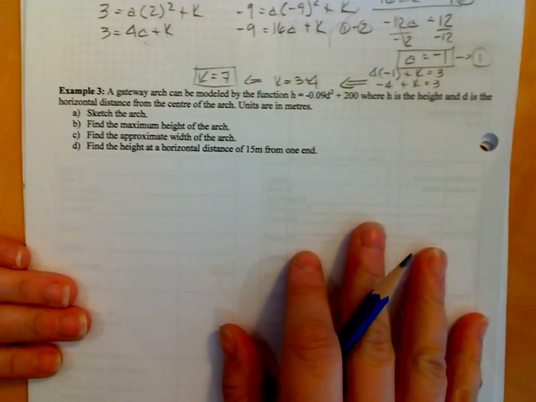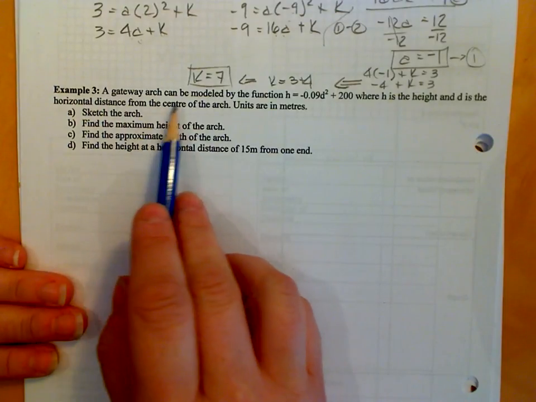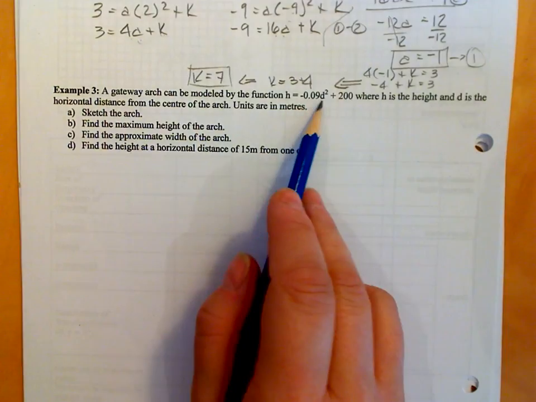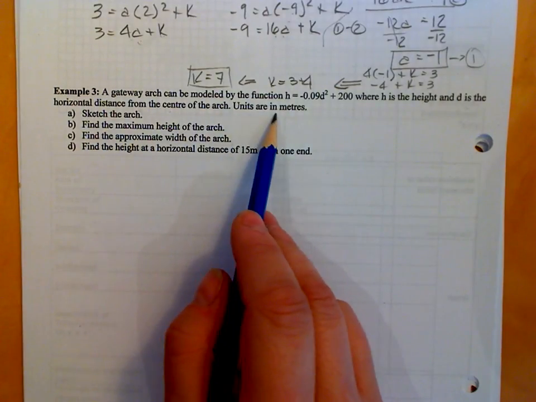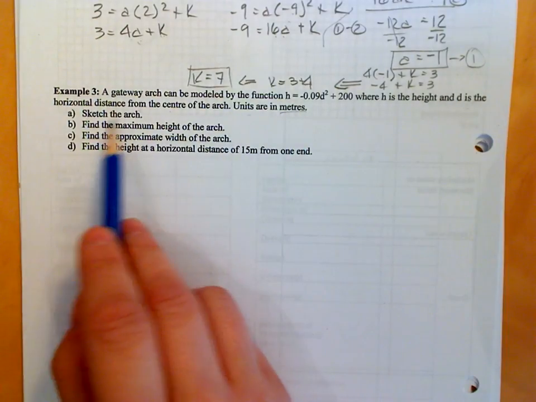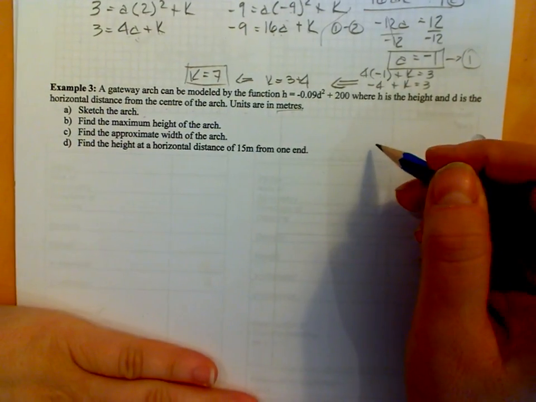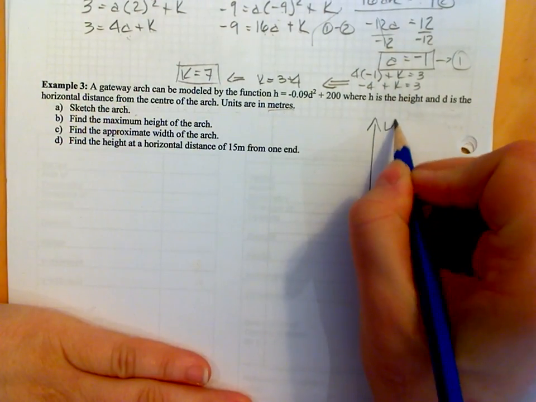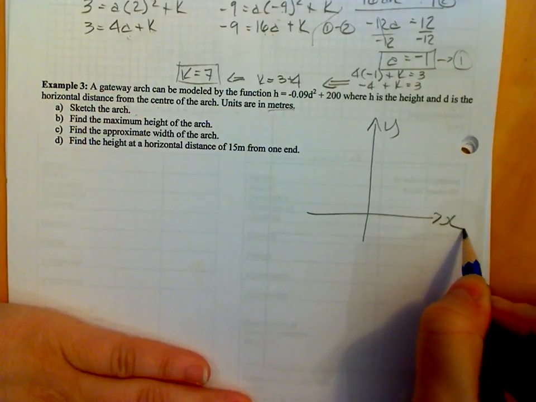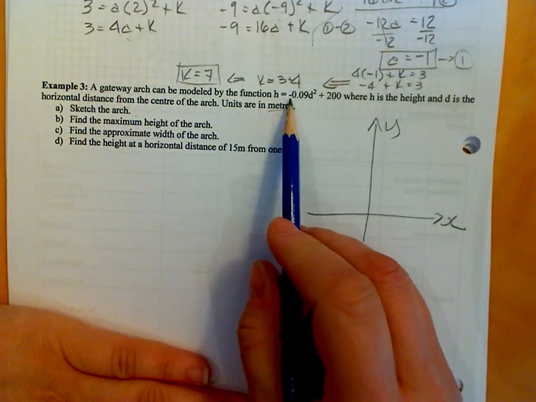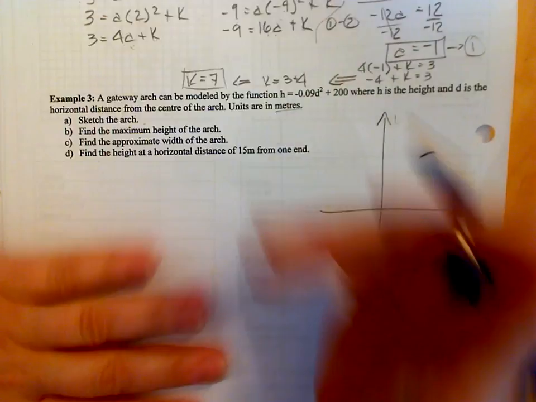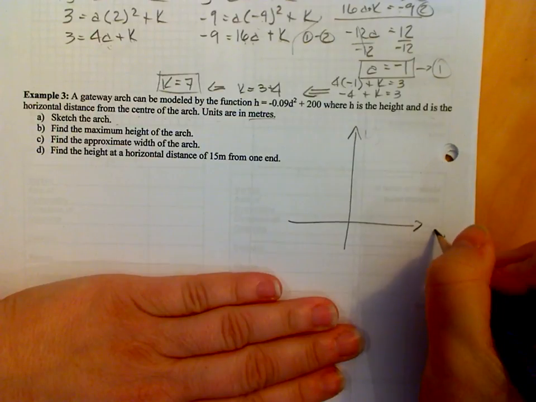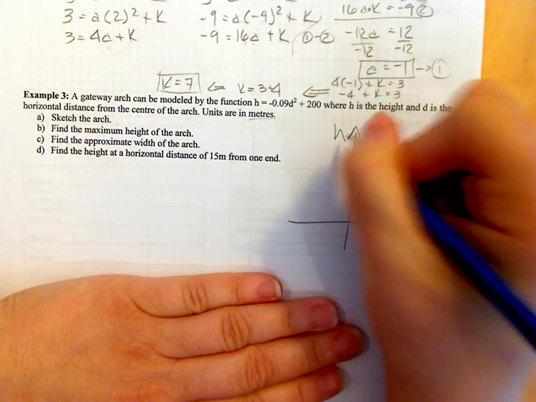All right. A gateway arch can be modeled by the function h equals, where h is the height and d is the horizontal distance from the center of the arch. Units are in meters. Sketch the arch. Okay, so sketch is not with exact, but with the general idea. So I know this is, oops, I'm so used to x and y, I need to pay attention to what it actually asks me and use d and h.